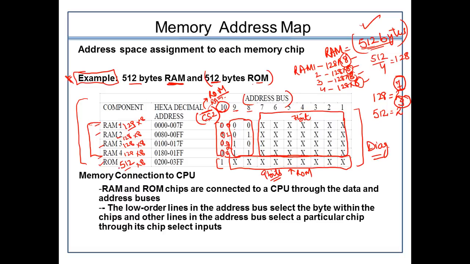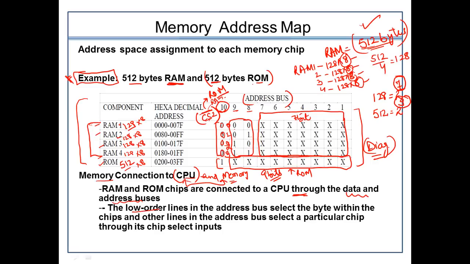By referencing this memory address table only, we will be able to design a diagram of this. This is nothing but the memory connection to the CPU. We will have interaction between the CPU and memory, which I am going to depict in the next session, right? So we will learn how RAM and ROM chips are connected to the CPU through which lines? Data and the address buses.